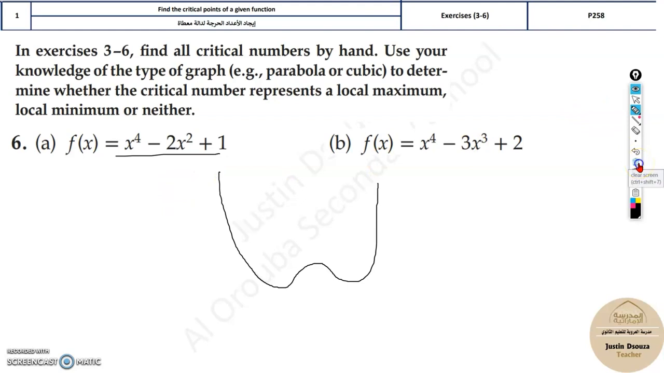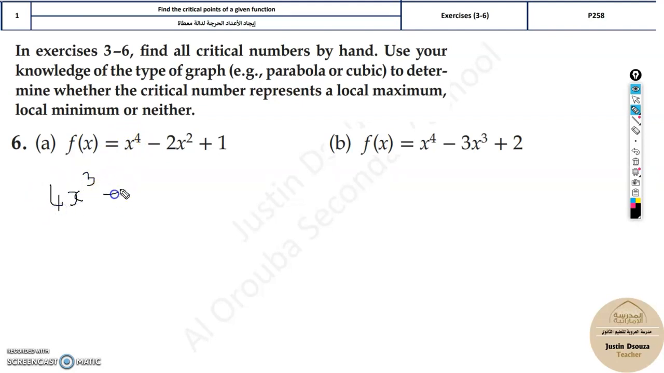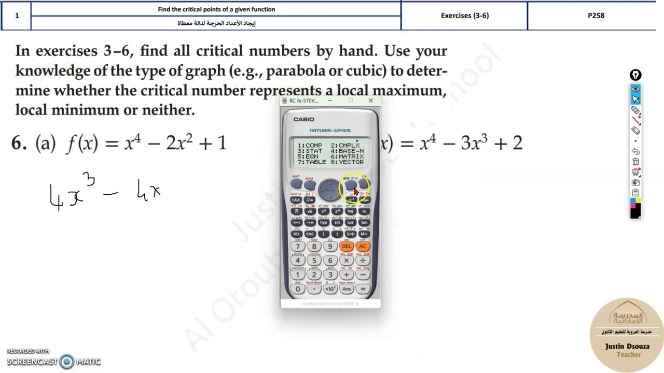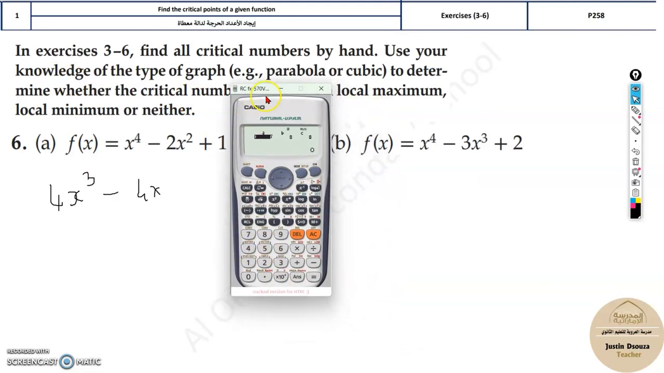Now, what you can do is, I will do a method over here. First, you need to derive this. That will be 4x to the power 3 minus 4x. Okay, and then you need to solve this. You can solve it in various methods. One of the methods would be by calculator, that is MODE, then option number 4. And what do you get over here?